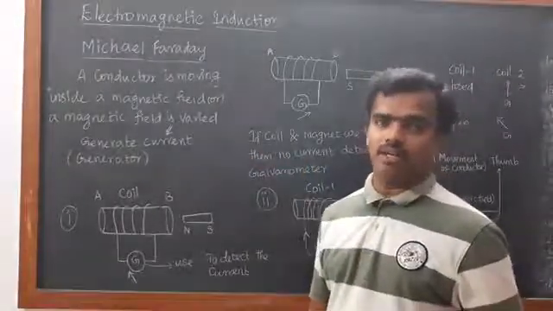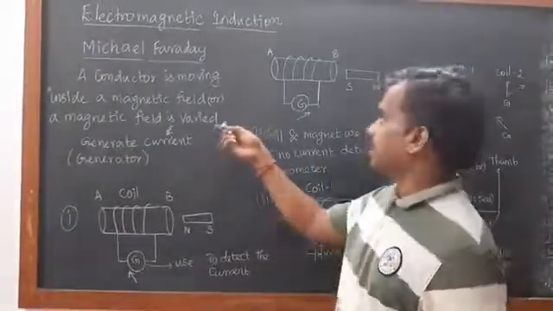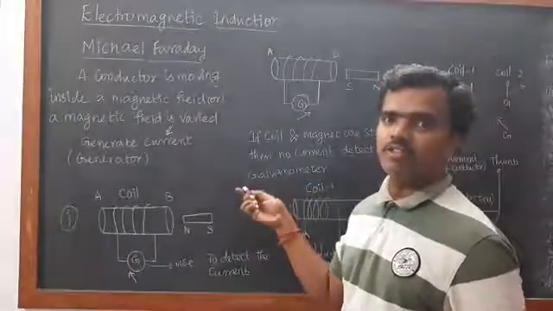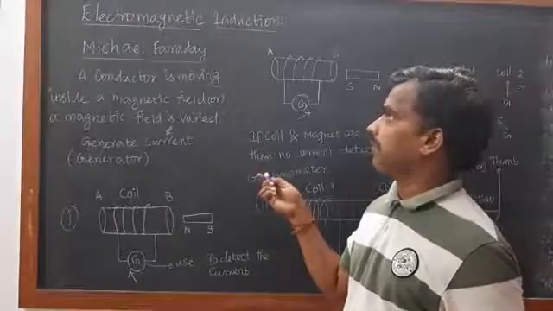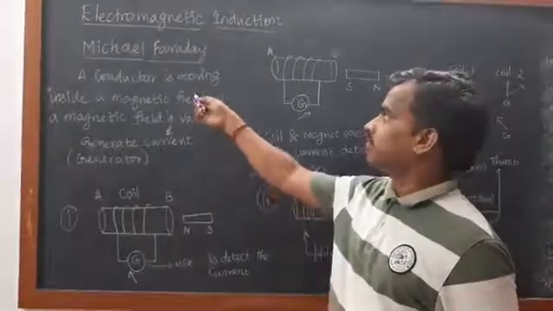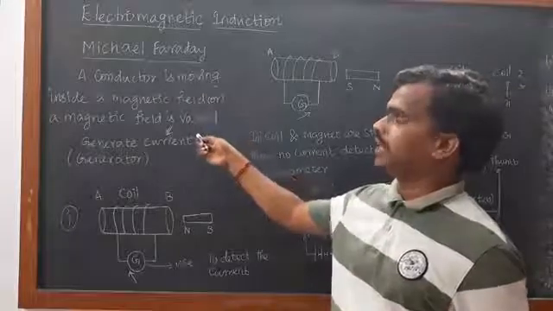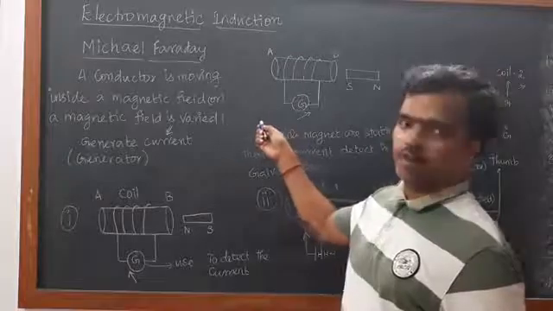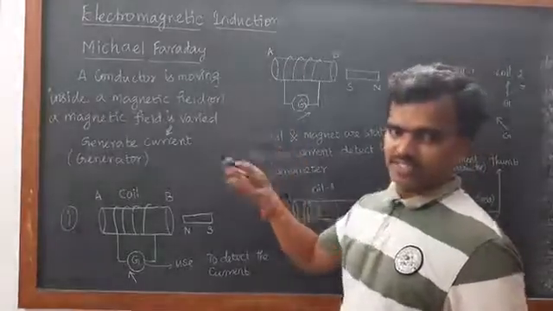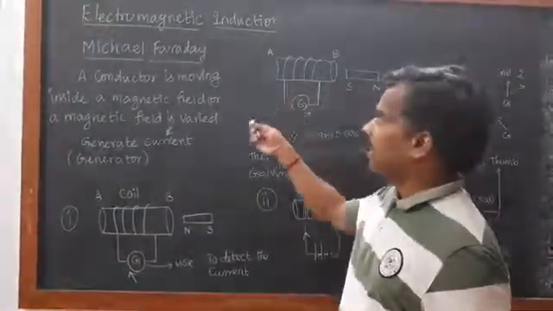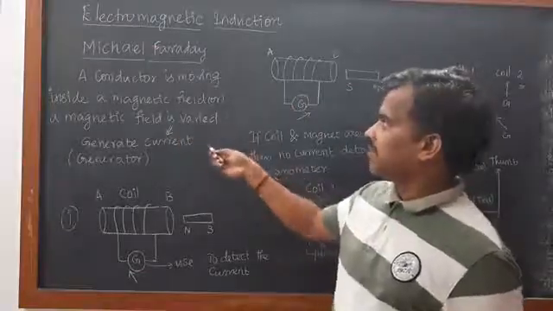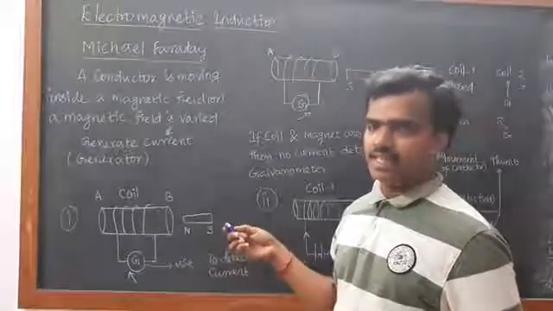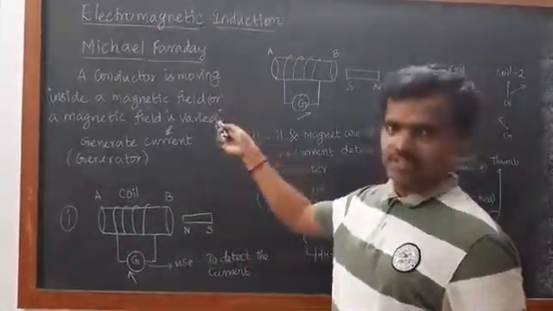Who gave the first idea about electromagnetic induction? Michael Faraday. He is the first person to give the experimental effect of electromagnetic induction. The name itself tells you, electromagnetic, both are related to each other, right? Induction means exchanging, right? So Michael Faraday is the first person to find electromagnetic induction.